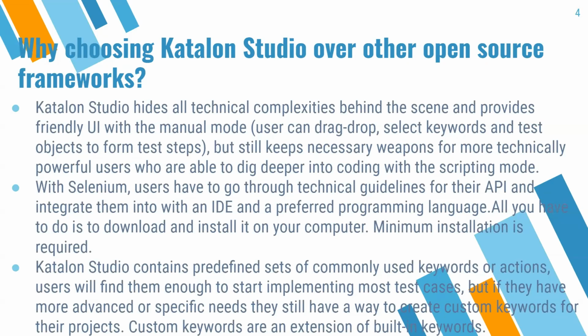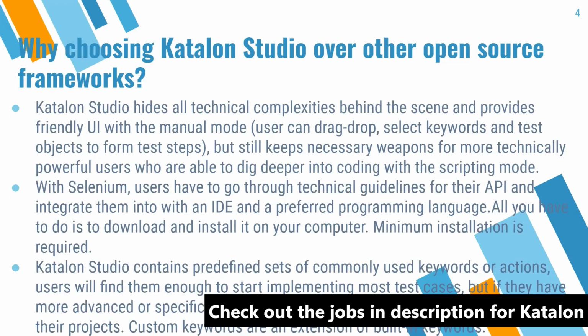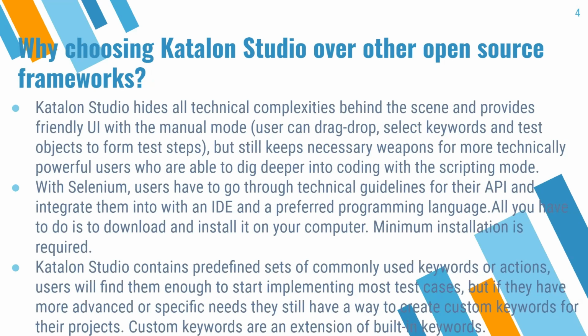With Selenium, users have to go through technical guidance for their API, integrate them into an IDE and a preferred programming language. So in Selenium, we have to add the jar files, integrate them, and go with the programming language. Too many things we have to take care of. But in the case of Katalon, you just do the installation on your computer. Minimum installation is required, and all the details will be added to your platform by default. So that's good about Katalon.